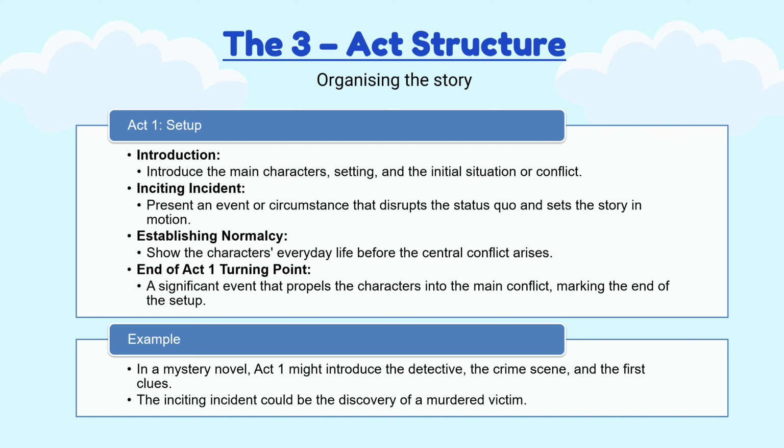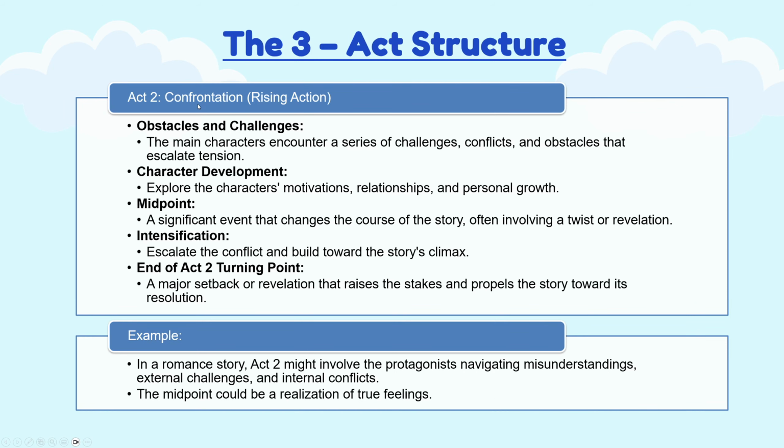So the structure: you provide the characters and then you provide the conflict that happens here. Then Act Two, confrontation, or what you call the rising action. Obstacles and challenges, whatever kind of obstacles the characters face, this is where you include it. The main characters encounter a series of challenges, conflicts, and obstacles that escalate tension. Whatever happens during the story. And then the character development, explore the character's motivations, relationships, and personal growth.